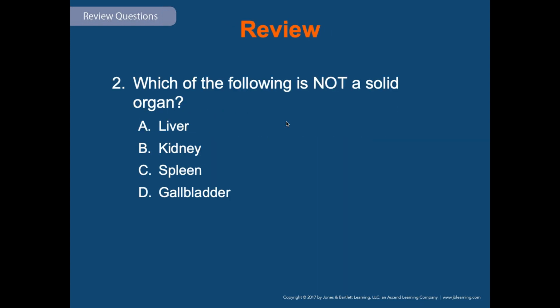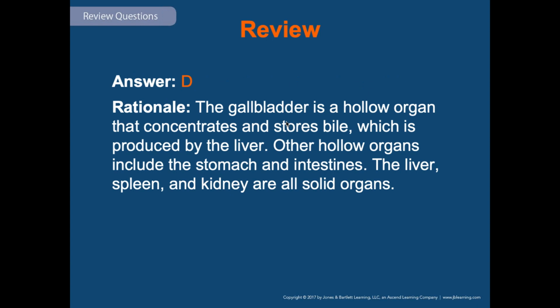Perfect. Number 2. Which of the following is not a solid organ? I'm seeing B's and D's come up. The answer is D, the gallbladder. The gallbladder is a hollow organ that concentrates and stores bile, which is produced by the liver.